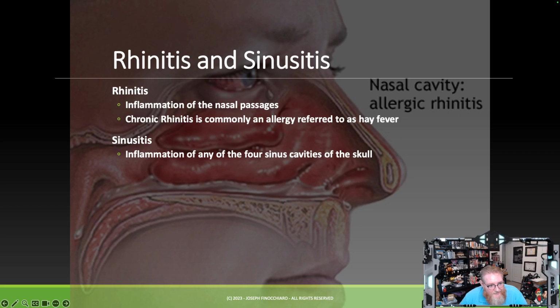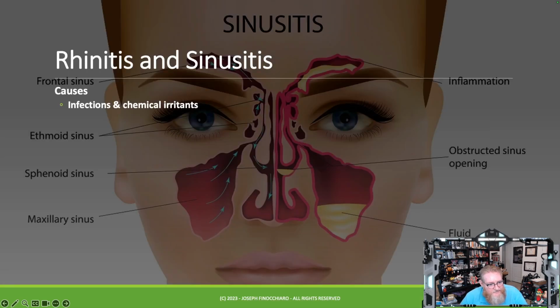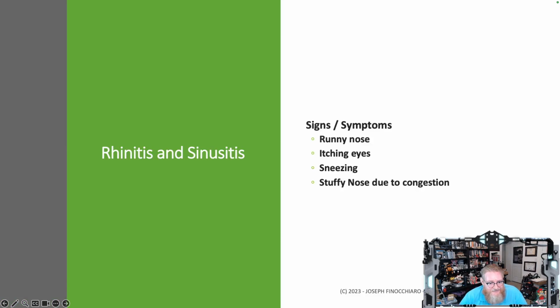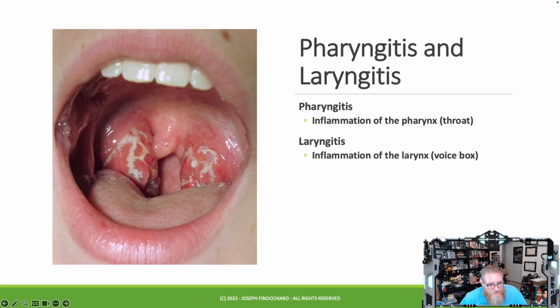So first up, we have rhinitis and sinusitis. Rhinitis is an inflammation of the nasal passages. Chronic rhinitis is commonly an allergy referred to as hay fever. Sinusitis is inflammation of any of the four sinus cavities of the skull. Causes of rhinitis and sinusitis include infection and chemical irritants. Signs and symptoms of these diseases are runny nose, itching eyes, sneezing, and stuffy nose due to congestion.